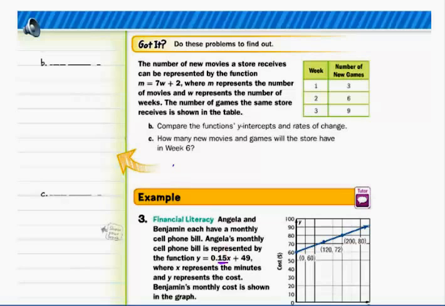This is Angela. Come on. That looks nothing like Angela. Let's call her Ange for short.